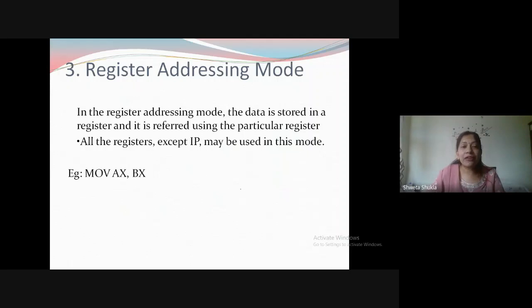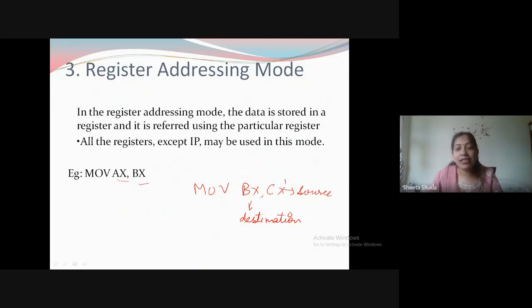Next is register addressing mode. In register addressing mode, we are transferring the value from one register to another register. For example, it is written here MOV AX, BX. You can also write it in terms of other registers, like MOV BX, CX. That means now CX will work as the source register, and BX will be the destination register. Here you are transferring the data from CX to BX, that means from source to destination register.